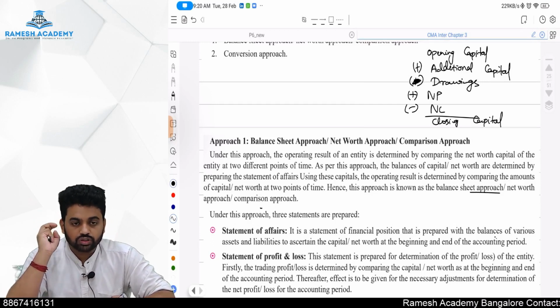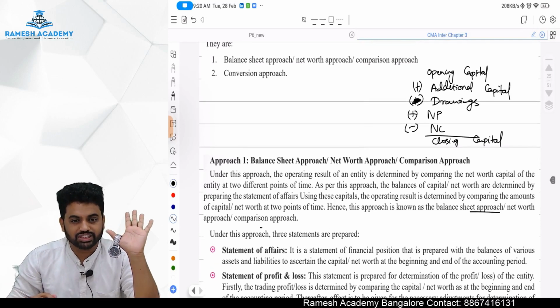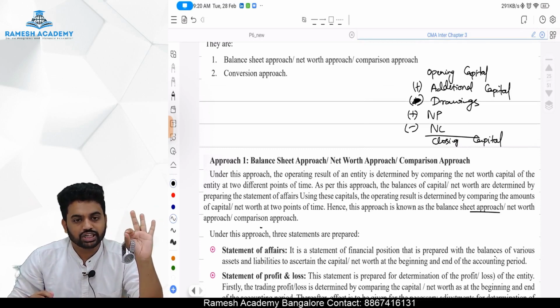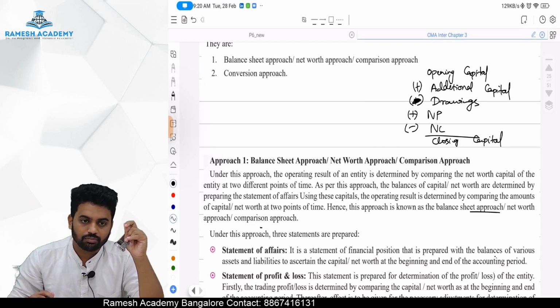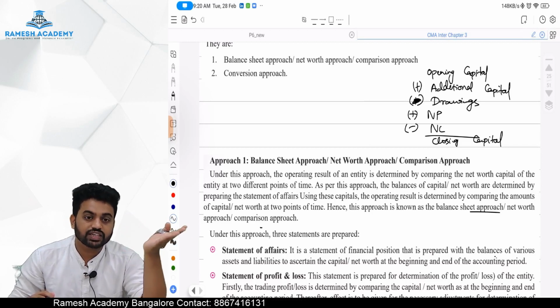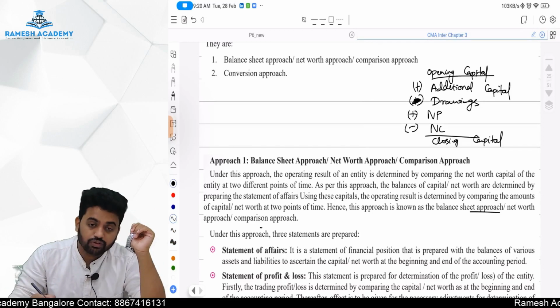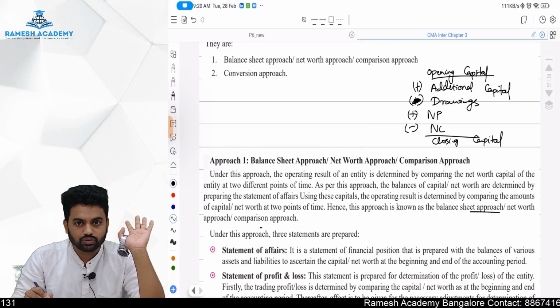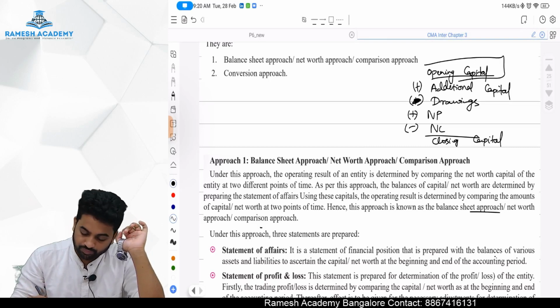So now what we will do is prepare an opening balance sheet kind of statement, which is called a statement of affairs. Statement of affairs is nothing but a draft balance sheet, you can say, without adjustment of certain items. I will tell which are there. So, opening capital, how will we ascertain? We will ascertain it by making the opening statement of affairs.